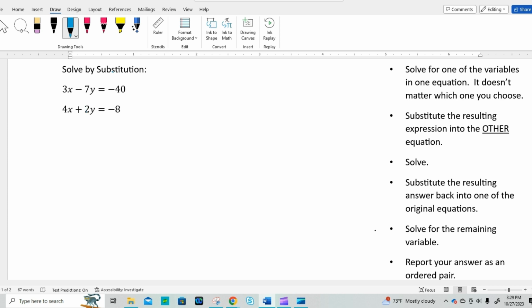I'm going to go through the process that I went through before. The first thing that I'm going to look for is, are any of those variables already isolated? And in this case, the answer is no. I have coefficients in front of all 4 of them. I will then look for, do I have a coefficient of 1 or negative 1 in front of any of those variables? And again, I don't, not this time.